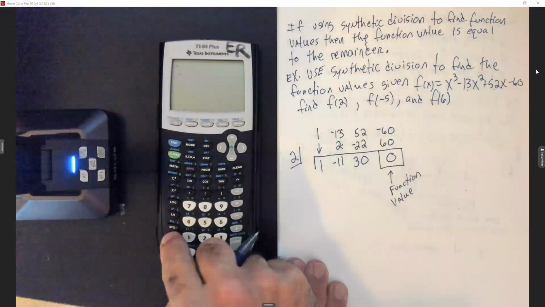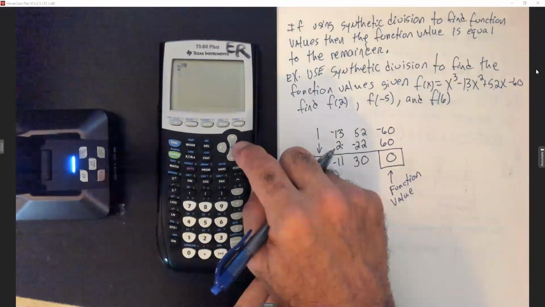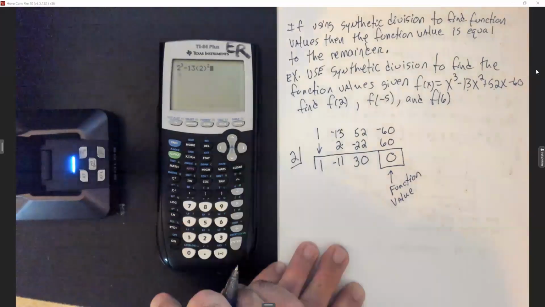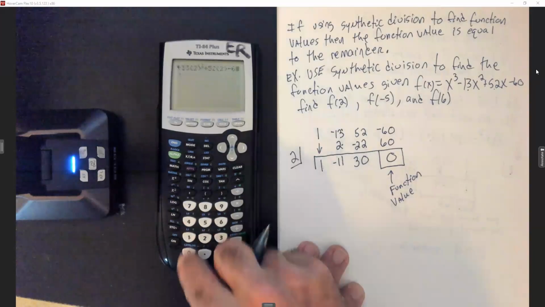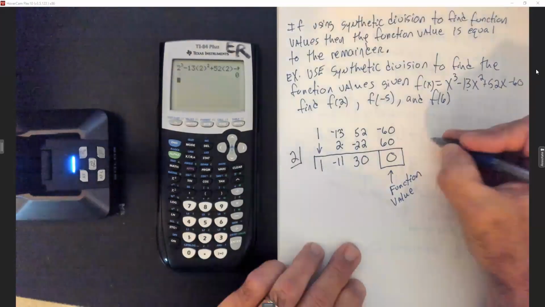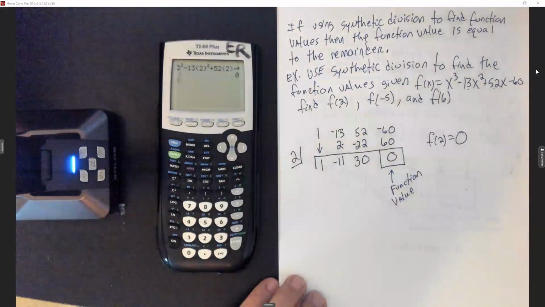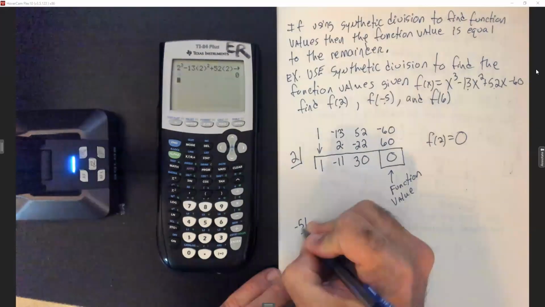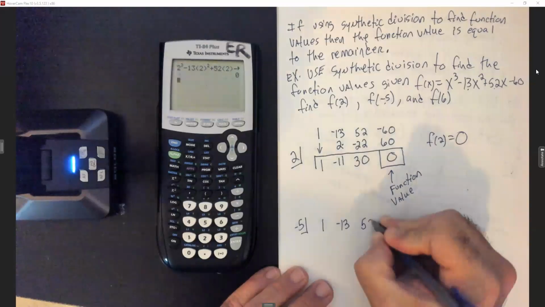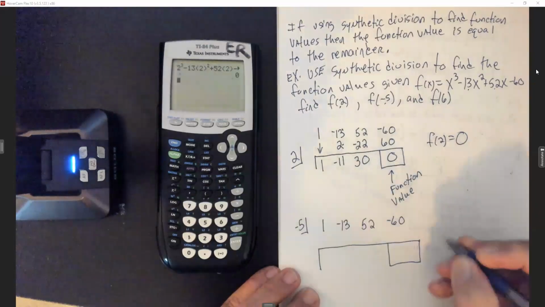So watch this. I can do this. X to the third would be 2 to the third minus 13 times 2 squared plus 52 times 2 minus 60. And guess what? I get 0. So this means f of 2 equals 0. Now, the next C would be negative 5. My coefficients are going to be the same: 1, negative 13, 52, and negative 60. And once again, I'm worried about what's in my box.